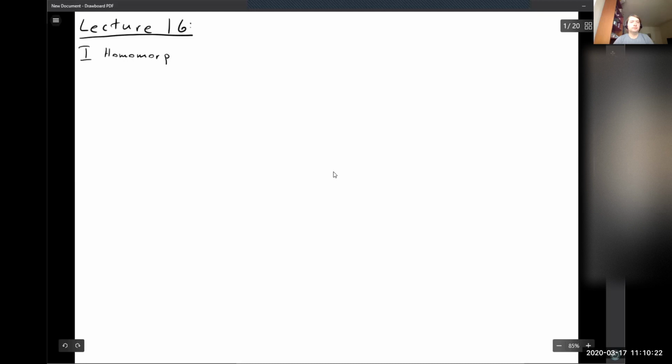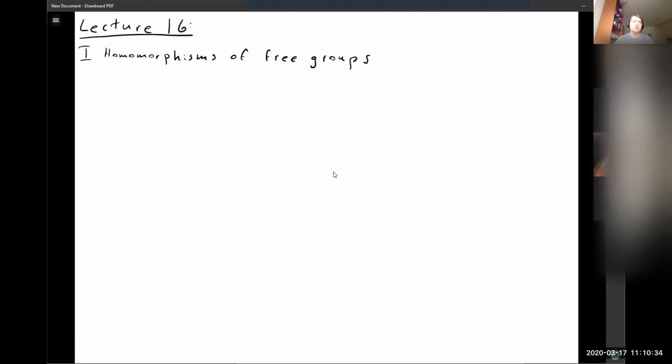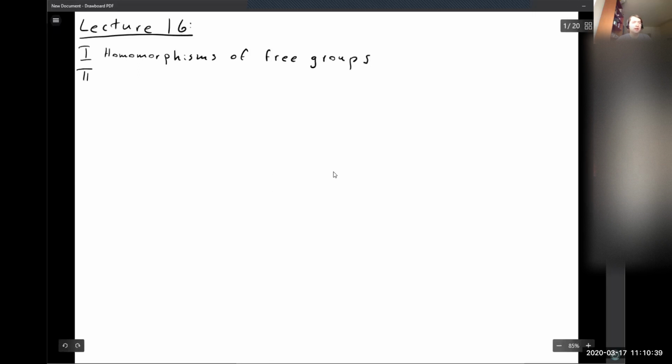Homomorphisms of free groups. And in the homomorphism of the free groups, the most important theorem for us will be the so-called universal property of free groups. And after that, we will move on to the group presentations.